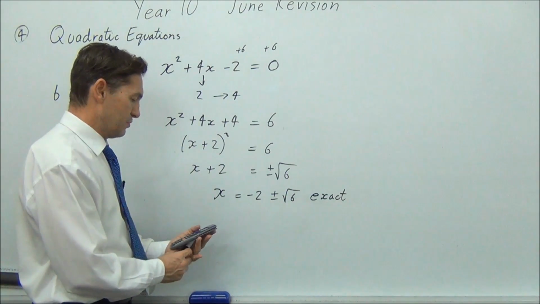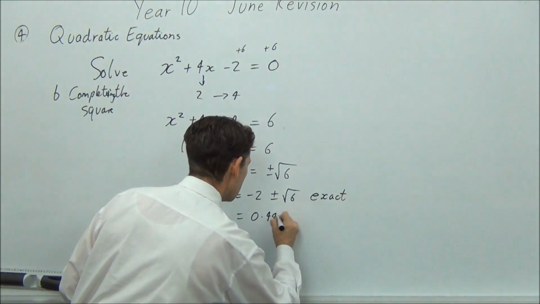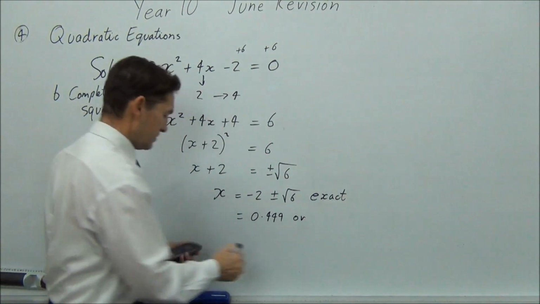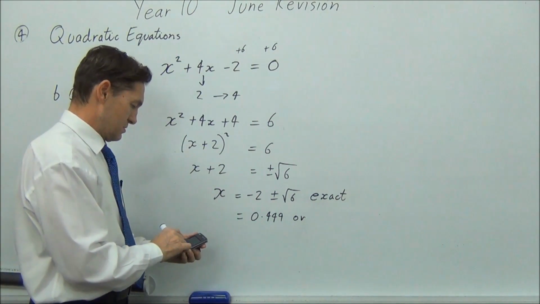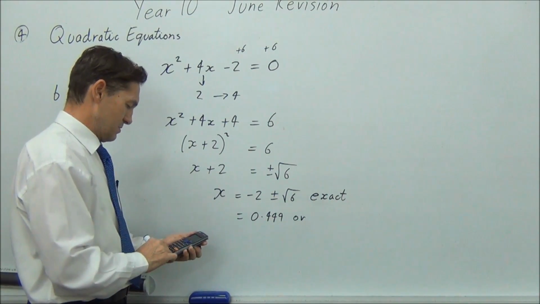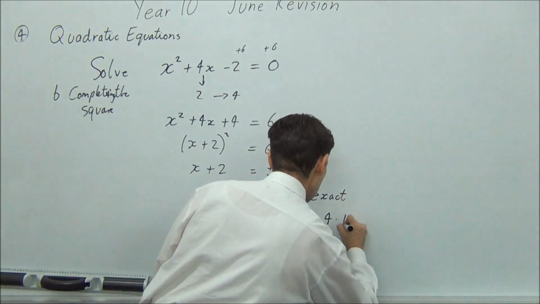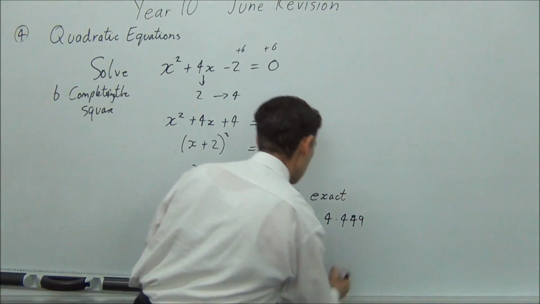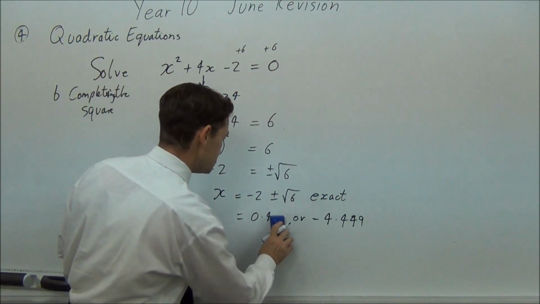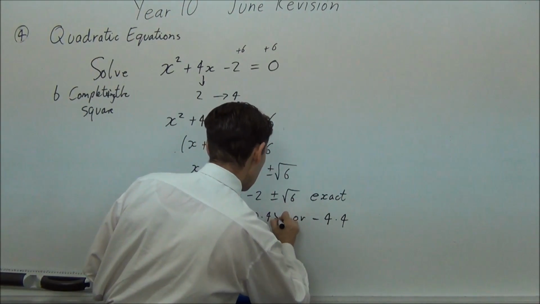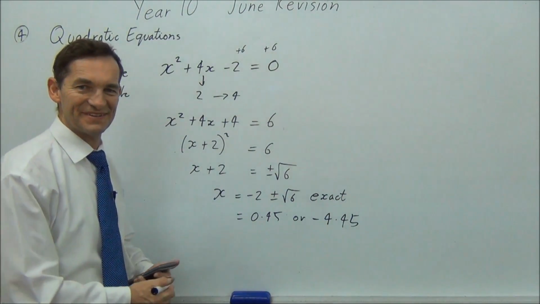And that's going to equal 0.449. Or the other one, and we'll just change the top one there by going back, put a minus in, and equals, and we get minus 4.449. Okay, and that would be, well, there's 3 decimal places. Let's make it to 2 decimal places. 0.45, 2 decimal places. And you're done.